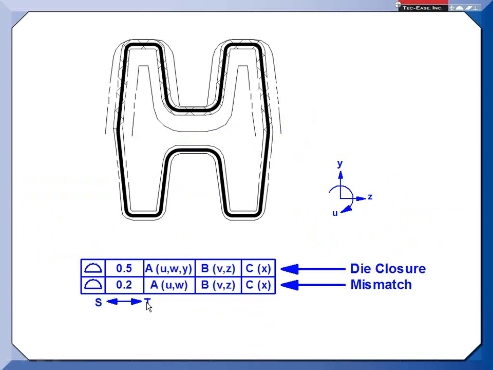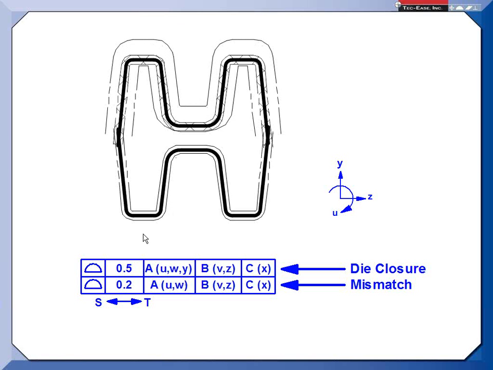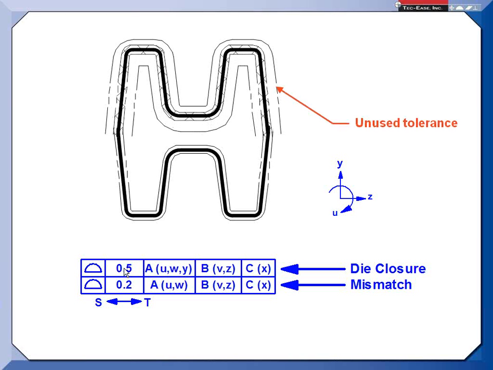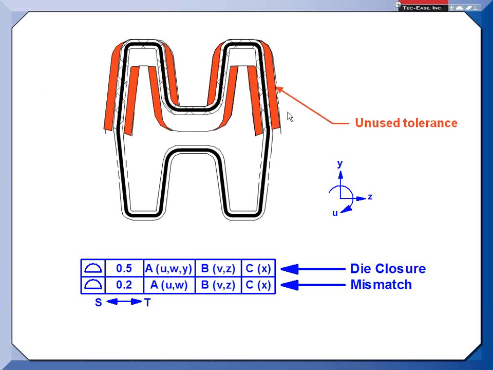So once again, notice that in this lower segment, the Y has been left out, which means this is free to float up and down. So it can float up and down the 0.5 to account for die closure. But left-right, it can't move more than 0.2. So of the 0.5 tolerance zone, there's all this area or volume in here that is unused. You don't get to use that tolerance because of the refinement down here.